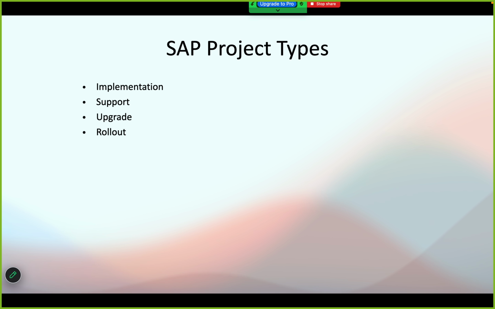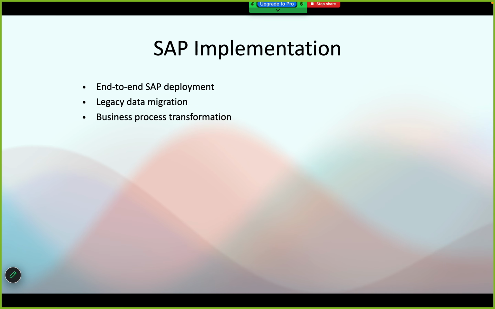So these are the 4 different types of projects primarily that we are going to deal with and work in. No matter which module you are in, which stream you are in, these projects are common. Now in an SAP implementation project, we have end-to-end SAP deployment, legacy data migration, business process transformation. In implementation, we primarily classify them as greenfield project, brownfield project, and in some cases we also have bluefield project. So greenfield project, what exactly is it? Brownfield project, these details we are going to discuss in the coming sessions.